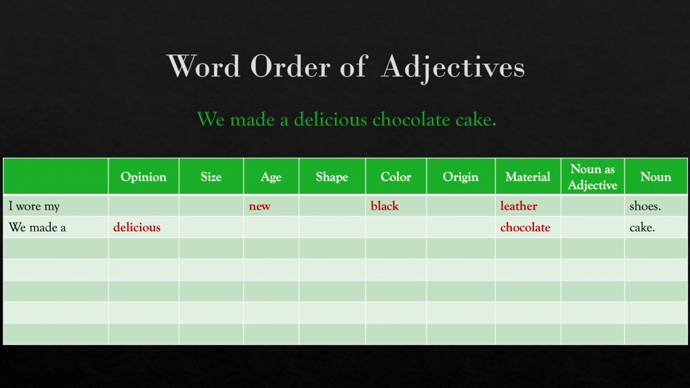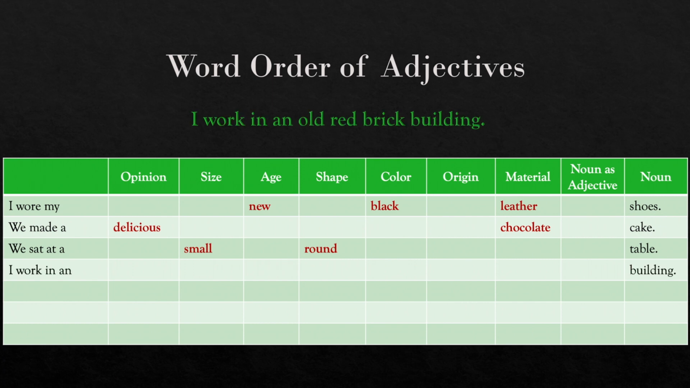Let's keep on going. Next sentence. We ate at a small round table. Small goes in the size column, and round goes in the shape column. Small round table. That's how we say that. I work in an old red brick building. Old goes in the age column. Red, of course, is a color. Brick is the material that the building is made of. So the sentence is, I work at an old red brick building.